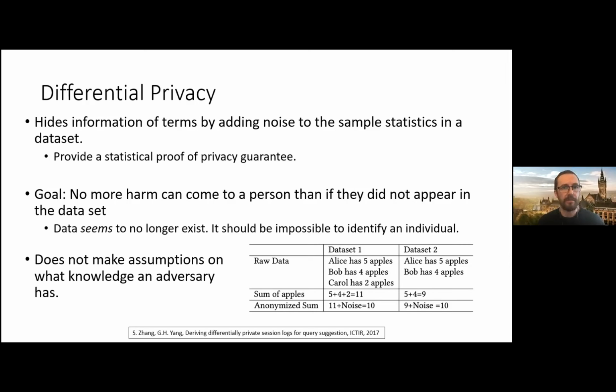And the main overarching claim is that no additional harm should be able to come to someone from them appearing in a collection that's been distributed than would have been able to come to them anyway, if that same collection had been distributed without that particular person included in the collection.